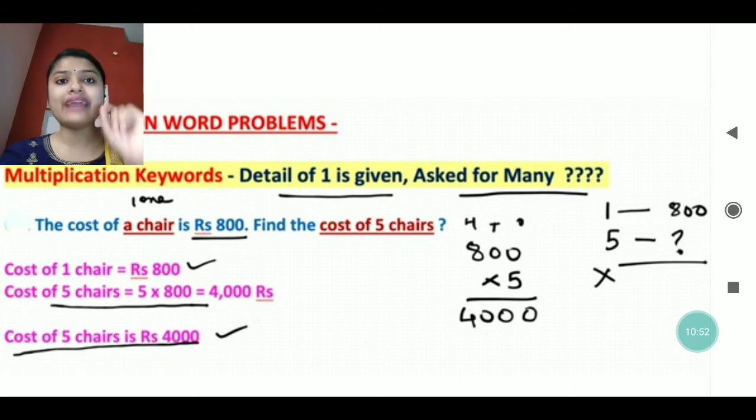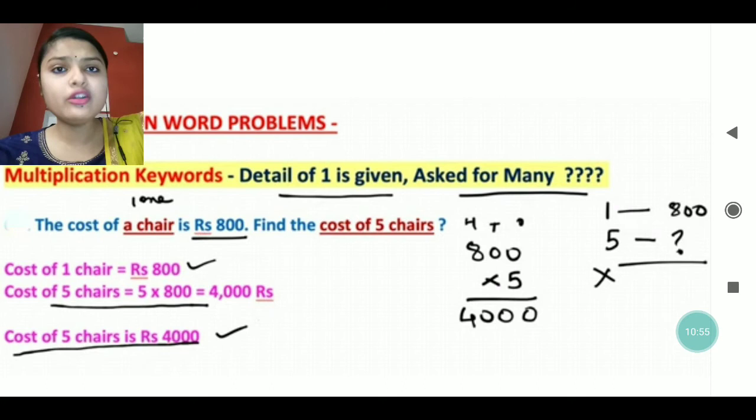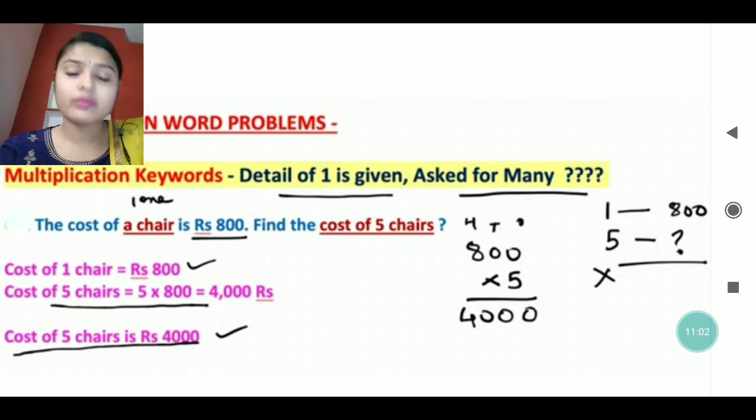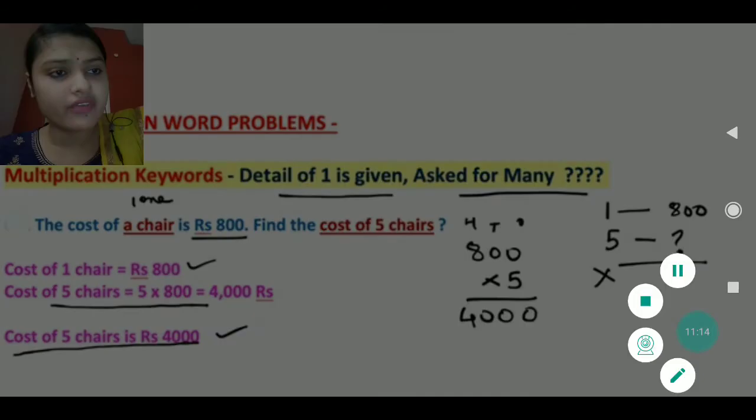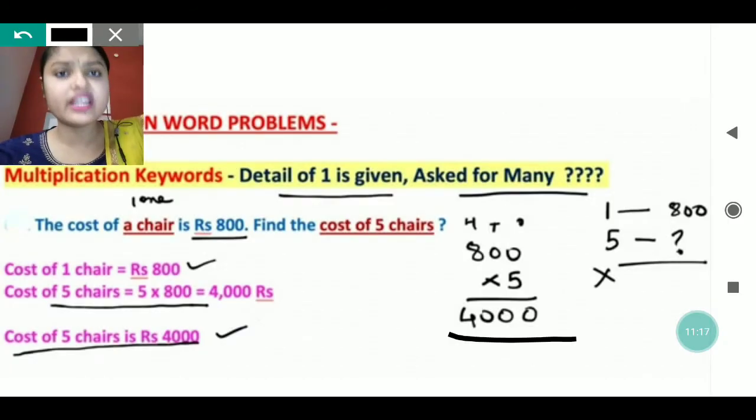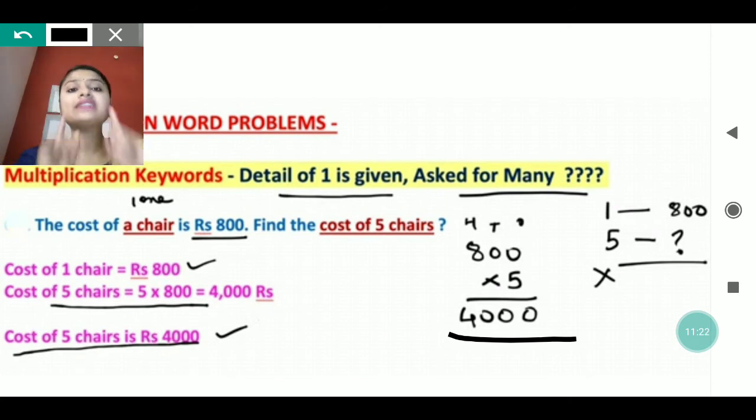We will multiply 800 by 5. So 5 into 0 is 0, 5 into 0 is 0, and 5 into 8 we multiply. We have to read the table. 8 ones are 8, 8 twos are 16, 8 threes are 24, 8 fours are 32, 8 fives are 40. So the total amount we will write here. So what is the cost of total 5 chairs? If the cost of 1 chair is 800, the cost of 5 such chairs is 4,000.